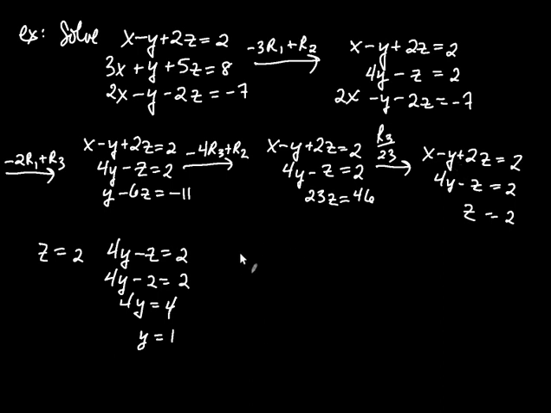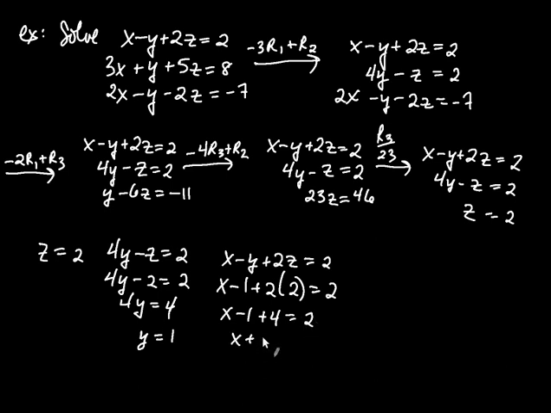Do the same thing with the top equation. So we have x minus y plus 2z is equal to 2. That's the top equation. You're going to plug in y, and you're going to plug in z that you found a moment ago. x minus 1 plus 2 times, okay, what was z? It was 2, is equal to 2. So x minus 1 plus 4 is equal to 2. x plus 3 is equal to 2. So x is equal to negative 1. So our solution is the ordered triple, negative 1, 1, and positive 2.